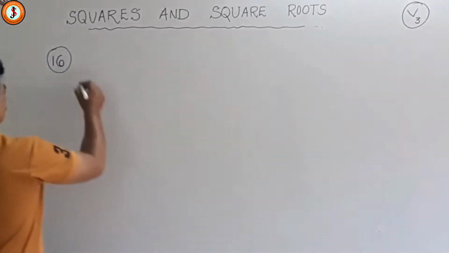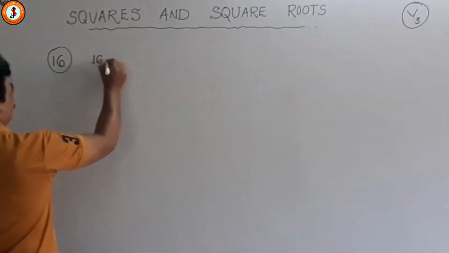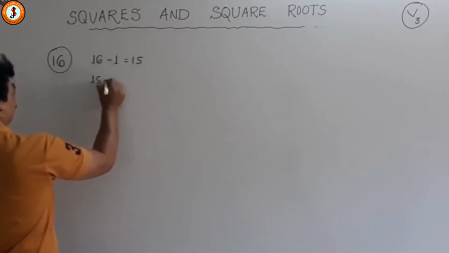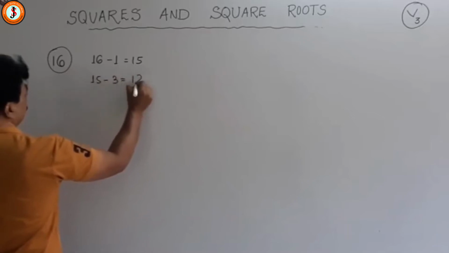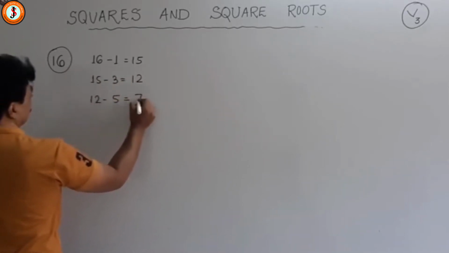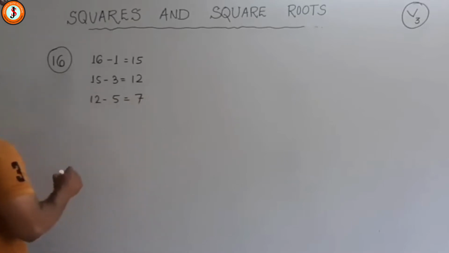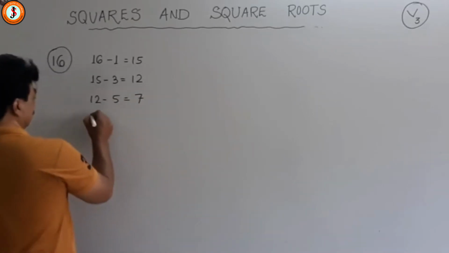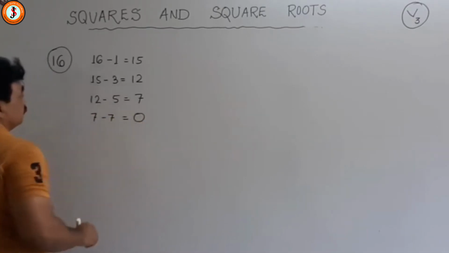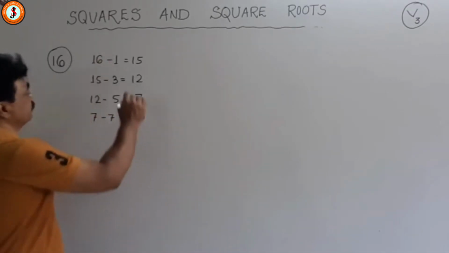So let us see. 16 minus 1 is 15. Now 15 minus 3 will be 12. Now 12 minus 5 will be 7. And then lastly 7 minus 7 will be 0. So 1, 3, 5, 7. You have subtracted 4 times.